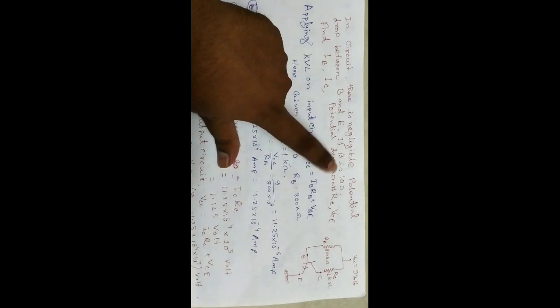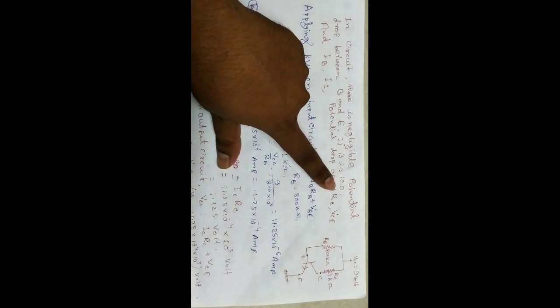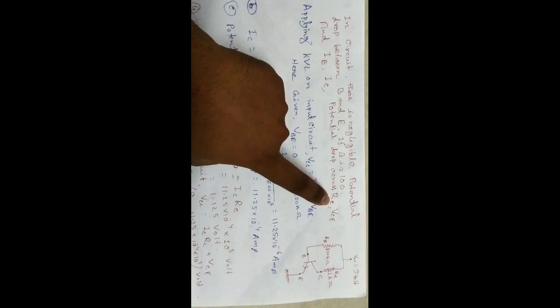Here is another transistor problem that we discuss. In the circuit, there is negligible potential drop between B and E, base and emitter. If beta, the current gain, is 100, then find IB, IC, the potential drop across RC, the collector resistance, and VCE, the voltage between collector and emitter. Here the circuit is given like that.